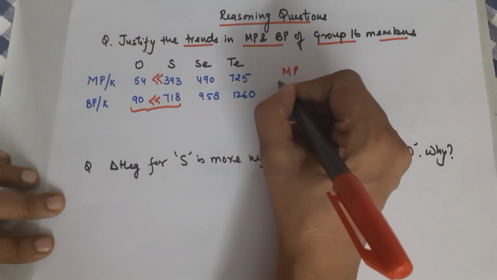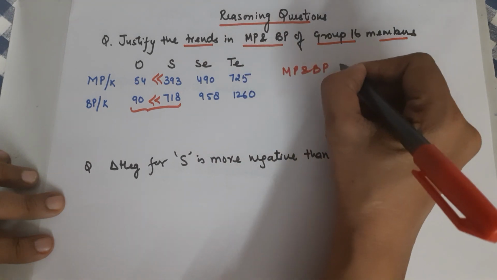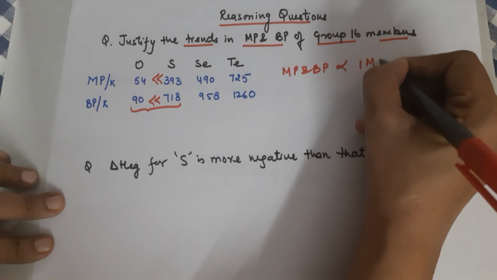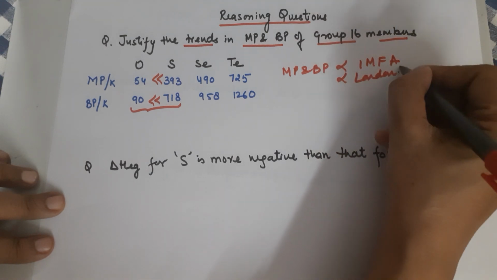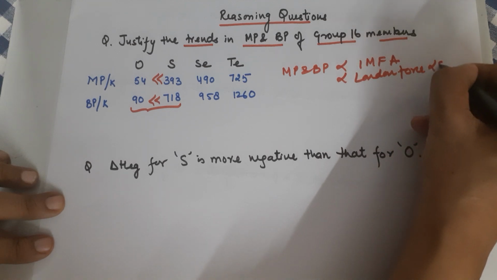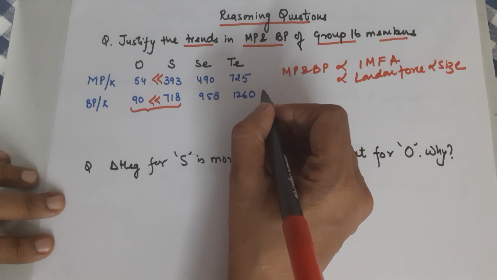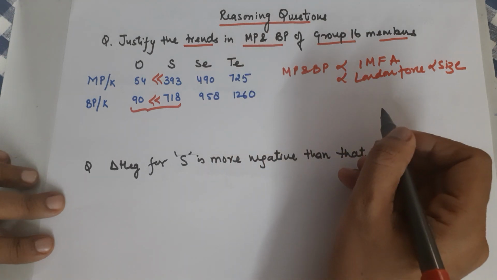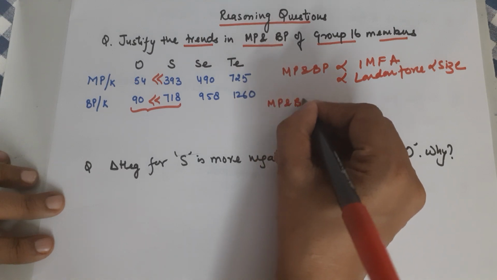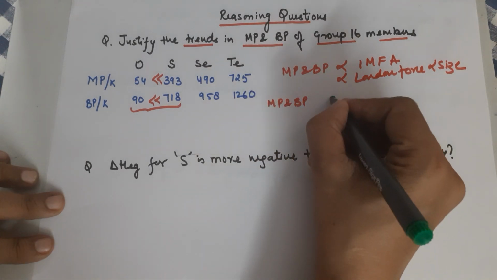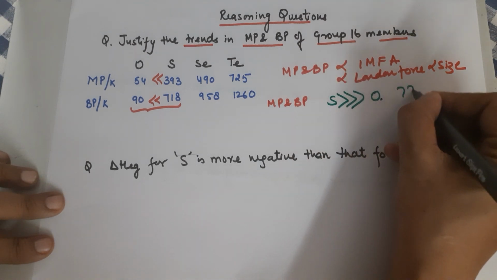Now the reasoning: down the group, the melting point and boiling point are directly proportional to the intermolecular force of attraction, which is your London force, which is dependent on the size. So down the group, size increases, so melting point and boiling point should increase, which is acceptable. But the melting point and the boiling point in the case of sulfur is much higher than that of oxygen, and that is the question mark.